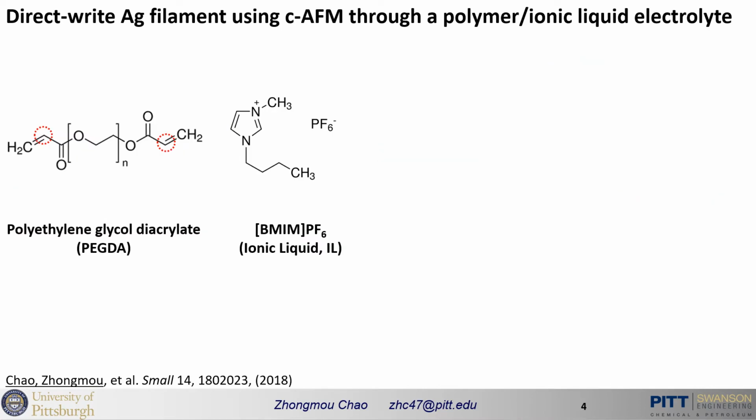To address this challenge, we came up with an electrolyte system consisting of a UV cross-linkable polymer mixed with an ionic liquid. PECTA has a very similar structure to the commonly used PEO electrolyte, except it has two end groups which can be UV cross-linked to improve electrolyte mechanical strength. BMIMPF6 is a room temperature ionic liquid usually added in batteries to improve ion mobility.